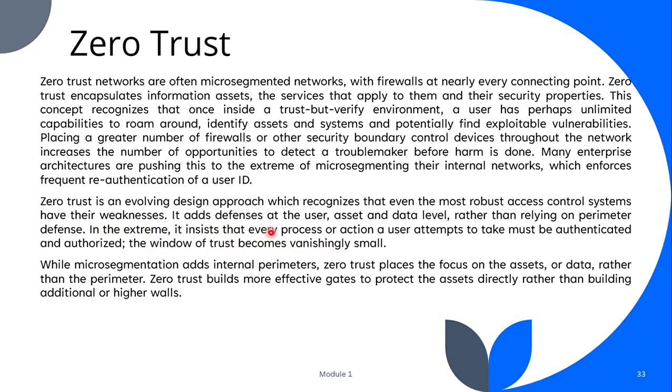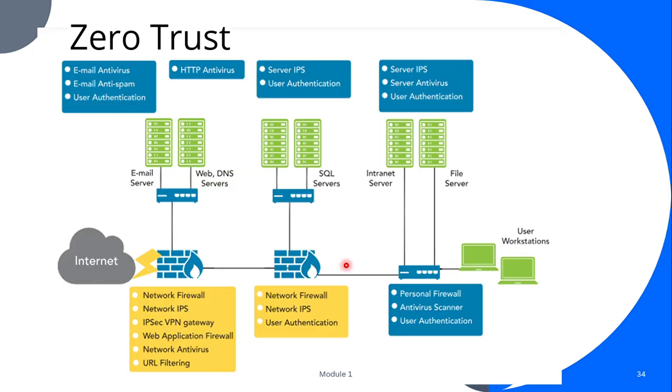It insists that every process or action a user must take must be authenticated and authorized. So every action you want to take in the network, whatever you want to do, you must authenticate and you must be given authorization. The window of trust is very small in zero trust. So in a zero trust system, whatever you want to do, you must authenticate yourself before you'll be able to have access to it.